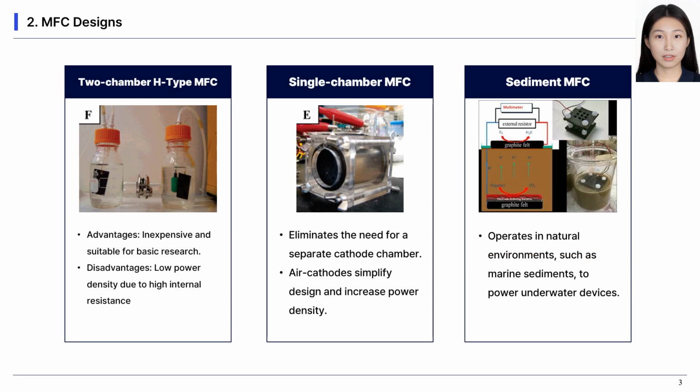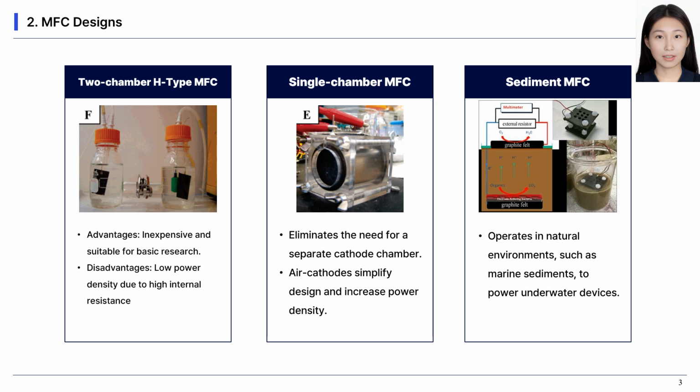Let's explore the various designs of microbial fuel cells discussed in this paper. The first design is the two-chamber H-type MFC. This setup includes two chambers, one for the anode and one for the cathode, separated by a cation exchange membrane. The membrane allows protons to pass through while preventing oxygen diffusion. This design is simple and widely used in laboratories for testing new materials and configurations. However, its high internal resistance often leads to low power density, making it unsuitable for practical applications.